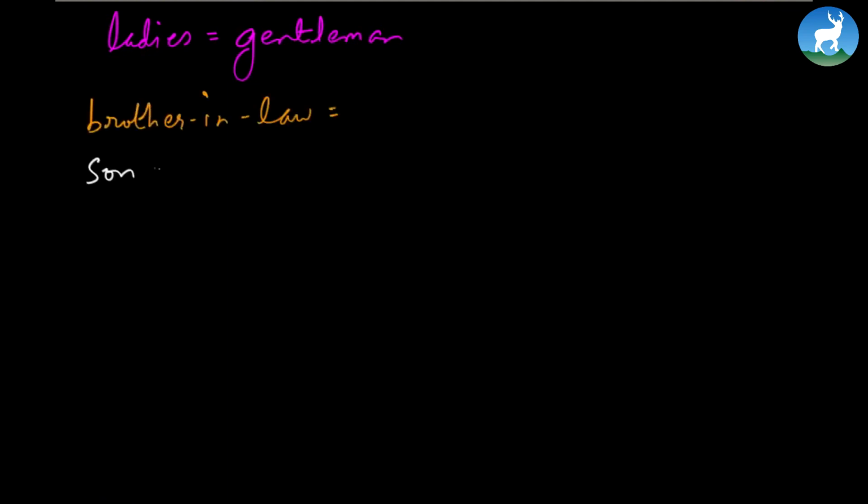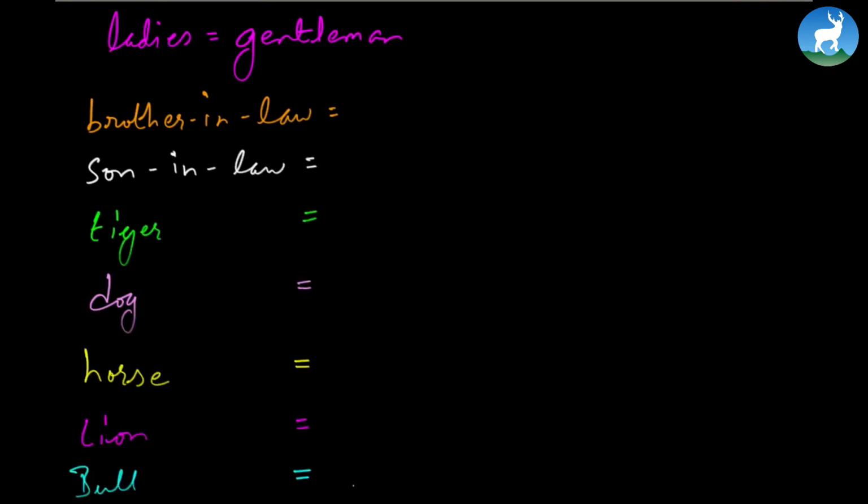Then we have ladies. Have you ever heard the phrase ladies and gentlemen? Yes, so for ladies, we go for gentlemen. Similarly, you can do the rest here. Brother-in-law. Then we have son-in-law. Tiger, dog, horse, lion, and a bull. So you have to pair these words given here, and you can certainly do it in the classroom, or you can go home and do some research on it, and get the answers. All right, so let's move further.